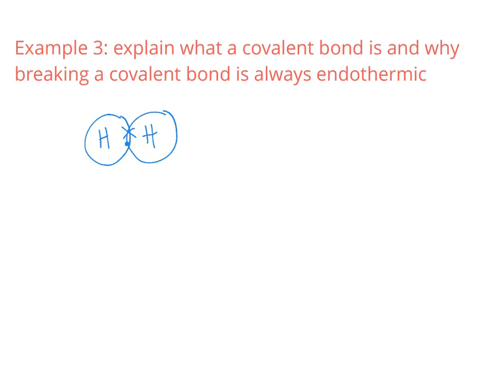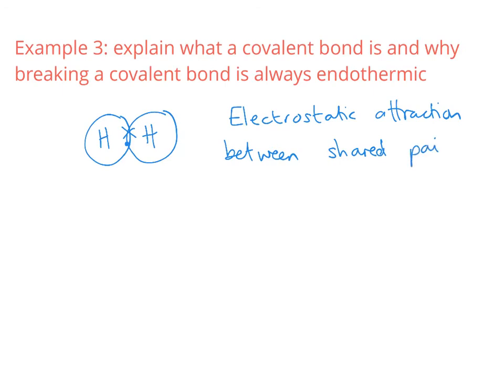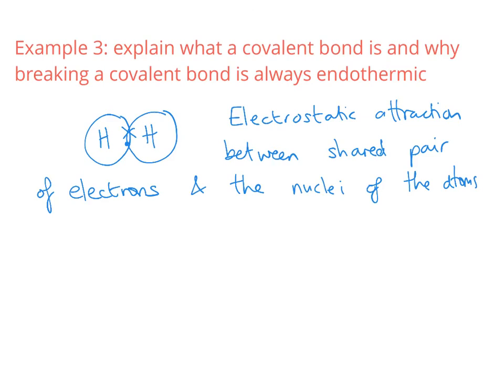So what a covalent bond is, is electrostatic attraction between the shared electrons, so we do want to put that in there, I'm going to say a shared pair of electrons because each covalent bond is one pair, and the nuclei of the atoms either side. So that's what a covalent bond actually is.